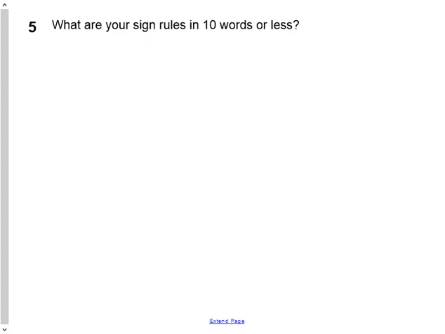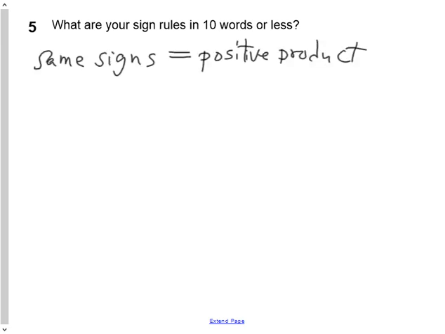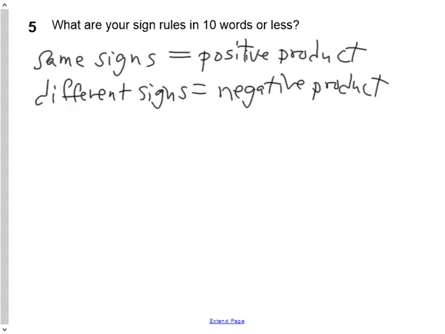And question 5 is now not true and false anymore. It's what are your sign rules in 10 words or less? Well, I like to say same signs. So the easiest way is same signs equals a positive product, and different signs equals a negative product. Remember, product is just a fancy word for the answer to a multiplication.